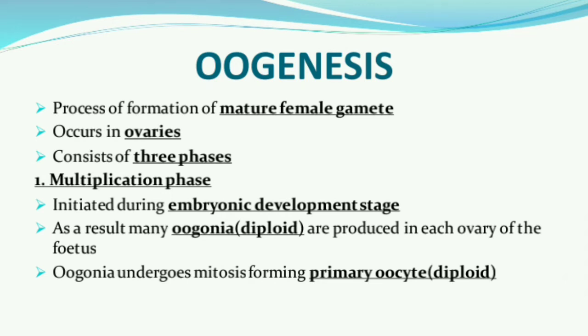Oogenesis consists of 3 phases. First one is multiplication phase. This is initiated during embryonic developmental stage. As a result, many oogonia which are diploid are produced in each ovary of the fetus, as I have already discussed. Now this oogonia undergoes mitosis, forming primary oocyte. Since we know that mitosis means equational division, primary oocyte will also be diploid.